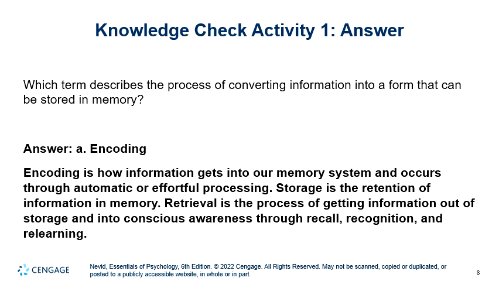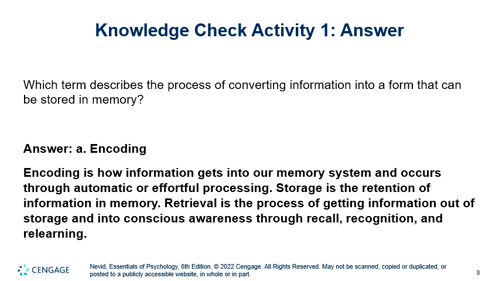If you came up with the answer encoding, you would be correct. Remember, encoding is how we get information into our memory system, and it occurs through automatic or effortful processing. Storage is when we're trying to retain the information and put it into memory. Finally, retrieval is the process of taking the information out of storage and bringing it back to conscious awareness through recall, recognition, or relearning.